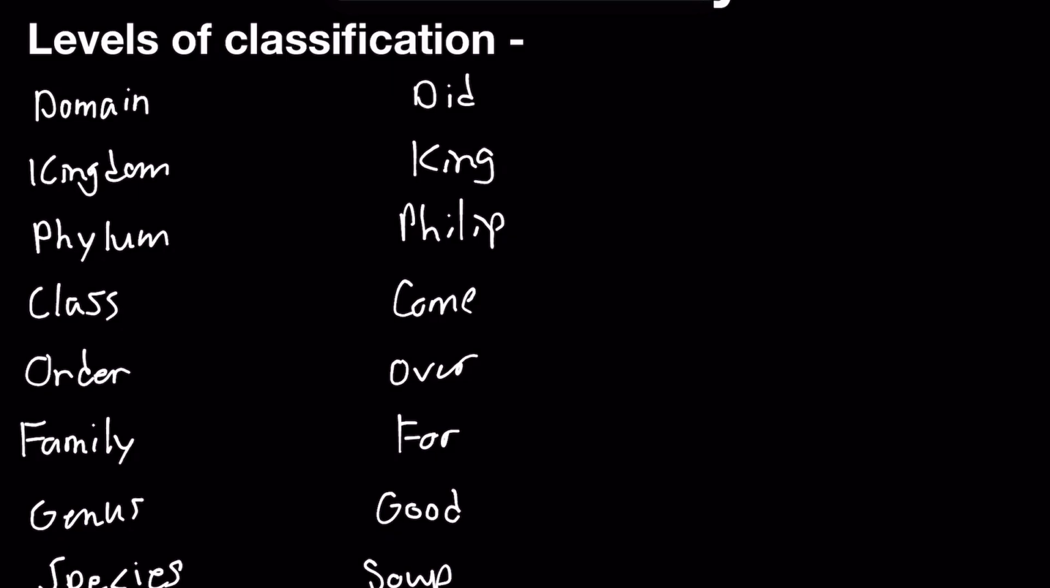So, did King Philip come over for good soup? And then obviously the first letters all relate to the levels of classification, and this just helps me remember the order. And the other thing you want to remember is that it goes from broad, so at the top, domain is the most broad, all the way down to most specific. So all the way down to species is your most specific. And those are the levels of classification.